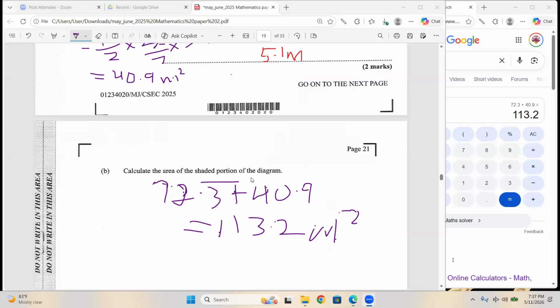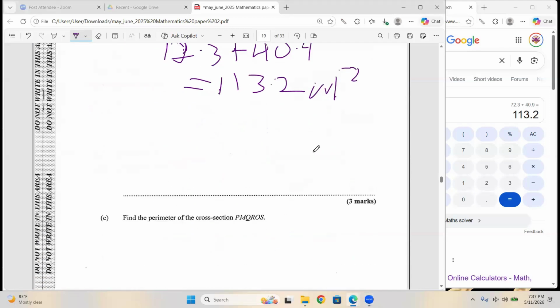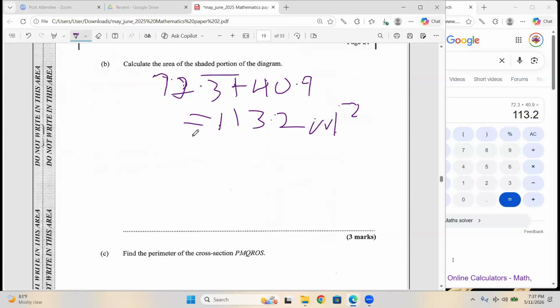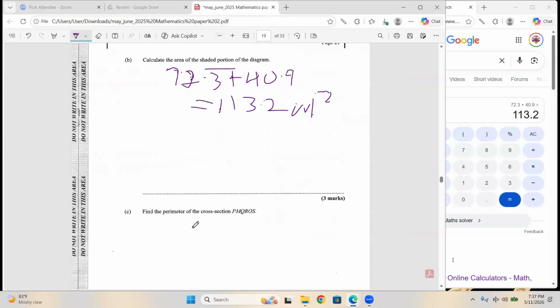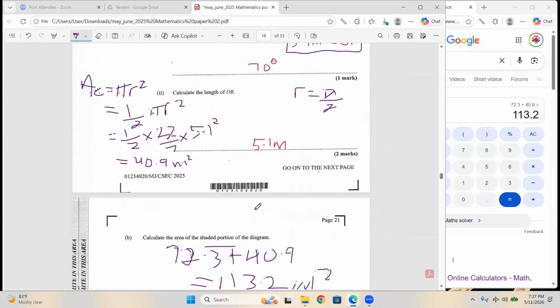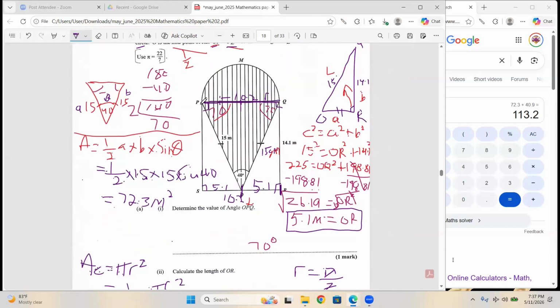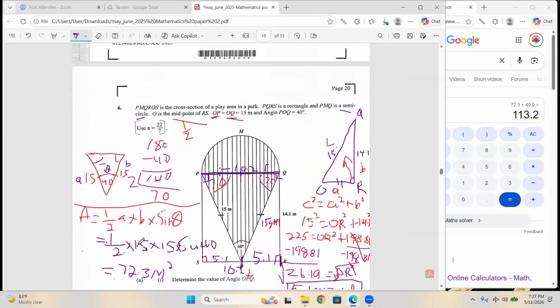We're doing a measurement question from the past paper I sent last week. All right. So if anybody has questions, you know what to do, right? The next part says find the area of the cross section PMQROS. Is that a full diagram? PMQR. Yeah, so it's a full diagram. They want us to find the area of.